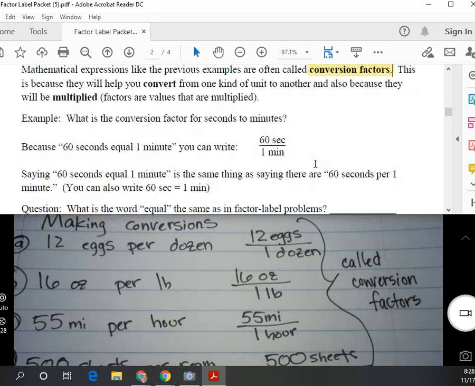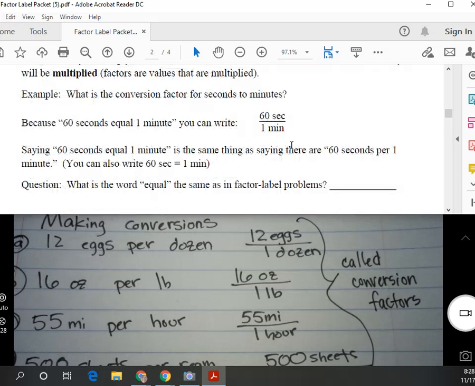Now, some of these you're going to know, like 60 seconds in a minute. You guys all know there's 60 minutes in an hour, those kinds of things. You guys probably all know there's 12 inches in a foot. And those are all things that you'll have to use as we go along.